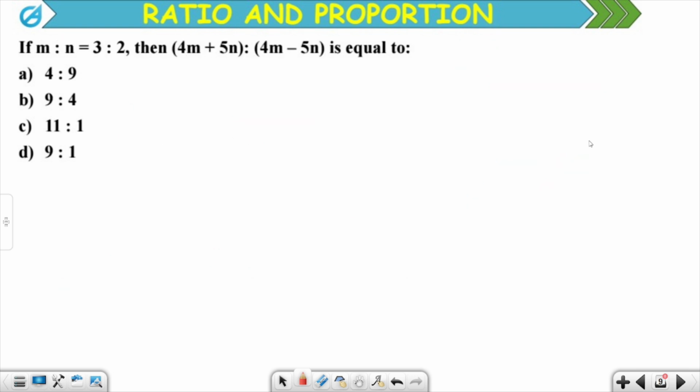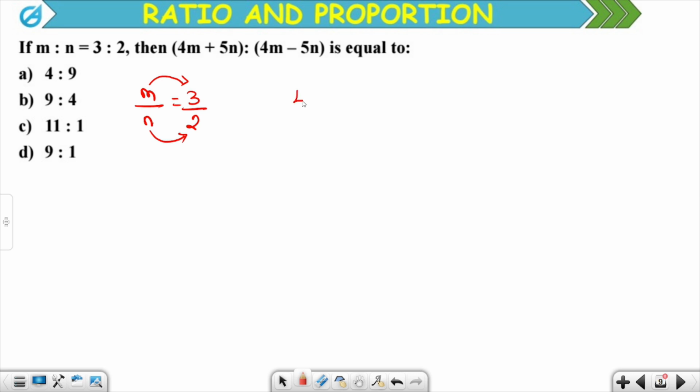Okay, next one. If m is to n is 3 is to 2, then 4m plus 5n is to 4m minus 5n is what? See here, they have given us m is to n as 3 is to 2. That means the value of m is nothing but 3 and the value of n is nothing but 2.